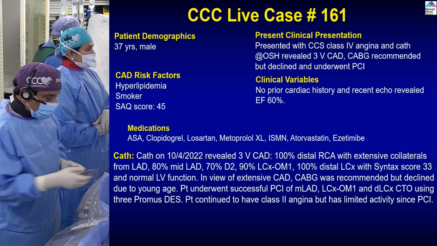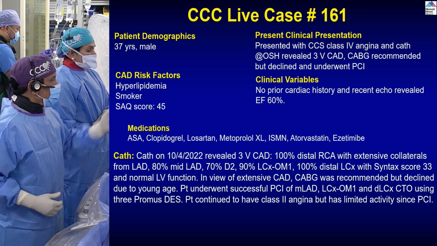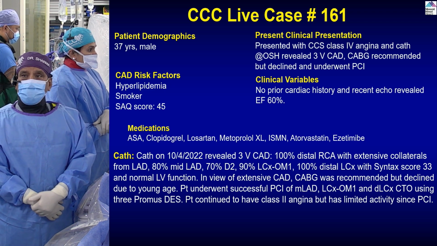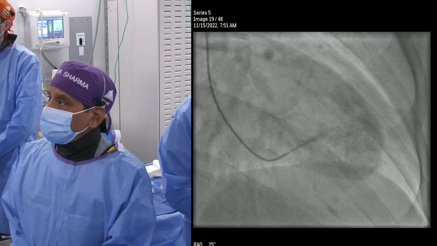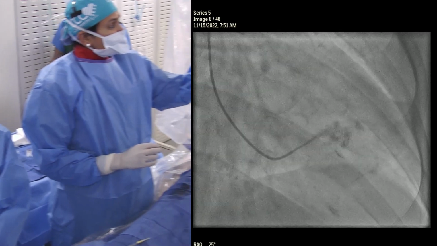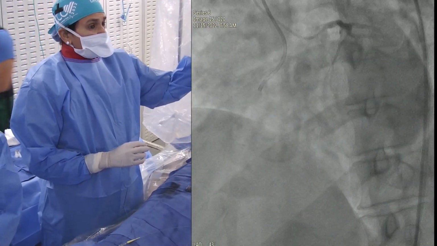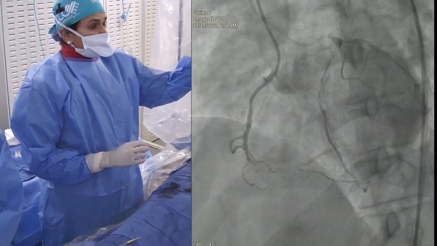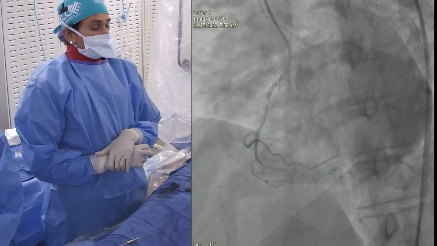And the cath done showed 3 vessel disease, and we'll show that angiogram now. At that time, some of the vessels had been taken care of already. This is an LV gram. EDP was normal, LV function was normal. And we are going for this picture of a dual injection. I'll show you what we see otherwise.